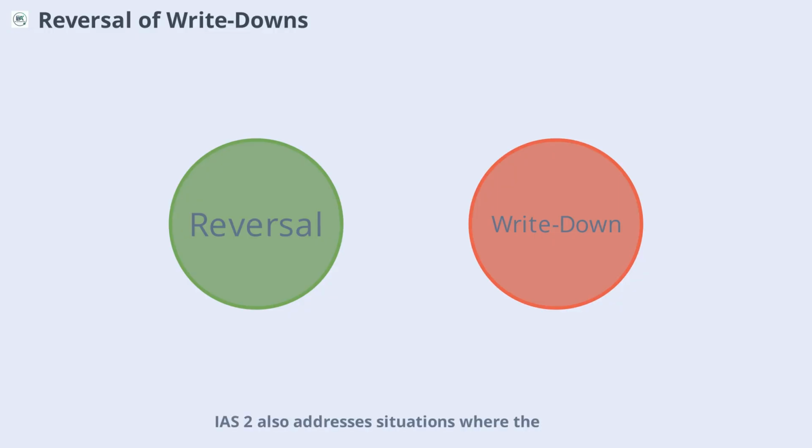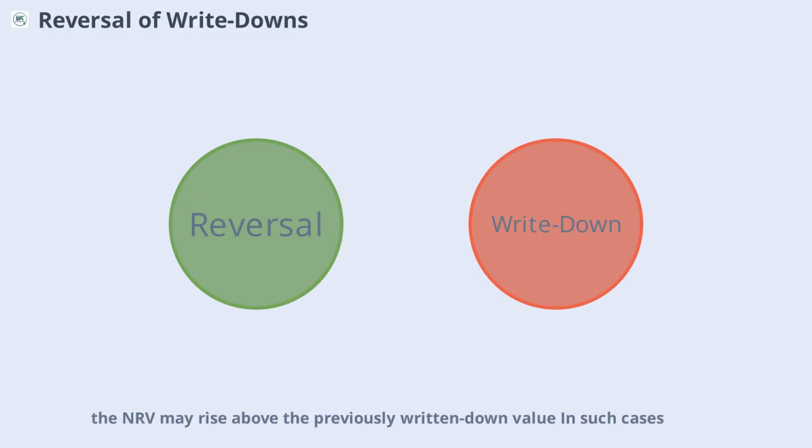IAS 2 also addresses situations where the reasons for a previous write-down no longer exist. For example, if the selling price of inventory recovers or costs decrease, the NRV may rise above the previously written-down value. In such cases, the write-down can be reversed, but only up to the amount of the original write-down. This ensures that inventory is not carried at more than its original cost. Let's look at how this reversal process works in practice.